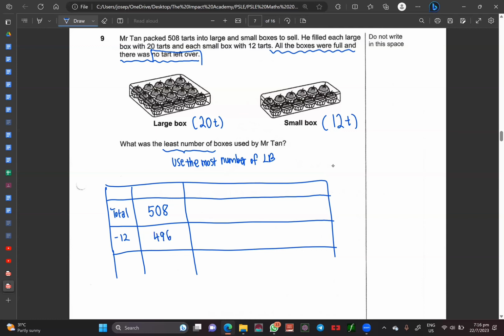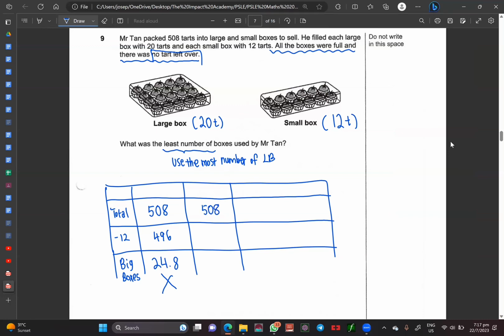Now the question I need to ask myself is, how many large boxes, so these are the big boxes, can I use? Or is 496 a multiple of 20? Because I do not want any leftover. So when I do 496 divided by 20, I get 24.8. This is wrong.